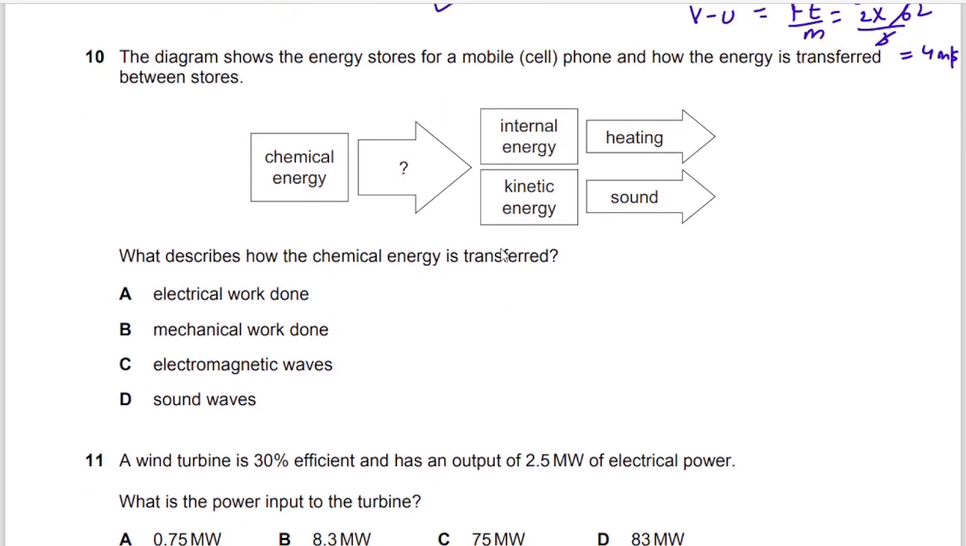Question number 10. The diagram shows the energy stores for a mobile or cell phone and how the energy is transferred between stores. It's given chemical energy, and we have a question mark here. We need to write the value. Chemical energy converts to which energy, which further converts to internal energy, kinetic energy, and further to heating and sound. What describes how the chemical energy is transferred? Obviously the chemical energy will get transferred to electrical work done. So the correct option is A.